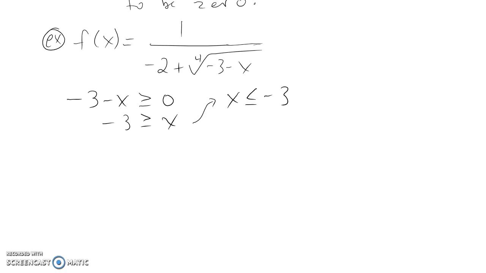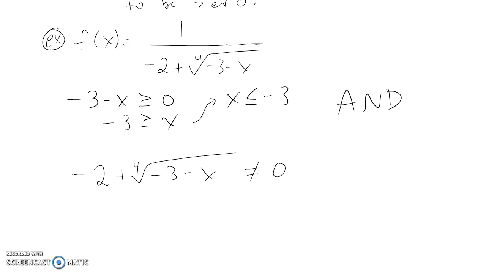But at the same time, we must have that the denominator, which is negative 2 plus the fourth root of negative 3 minus x, cannot equal 0. If I add 2 to both sides, this is the same thing as saying that the fourth root of negative 3 minus x cannot equal 2. So we need to not include the values of x that are going to make this even root equal to 2, because if we were to include them, that would make our denominator equal to 0.